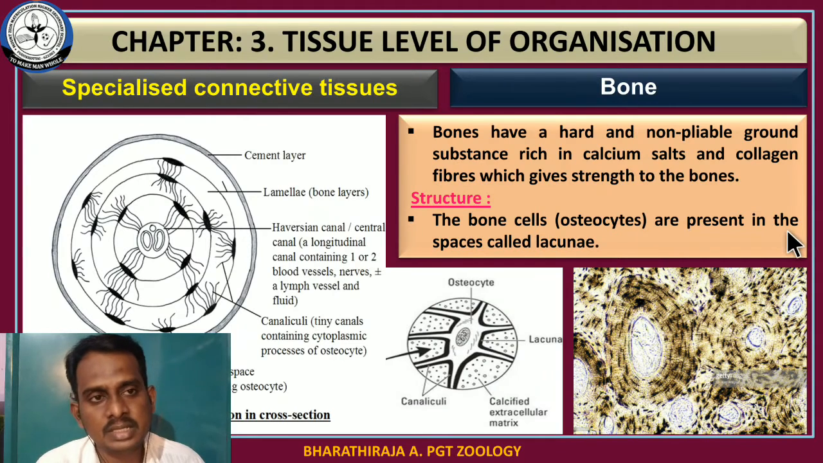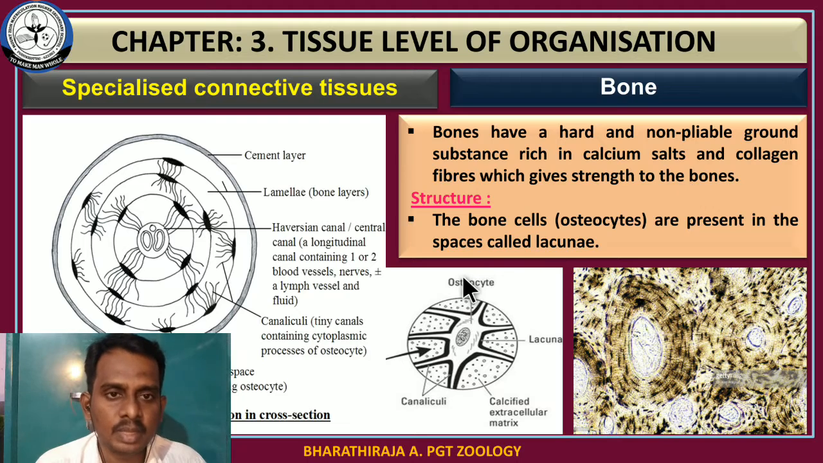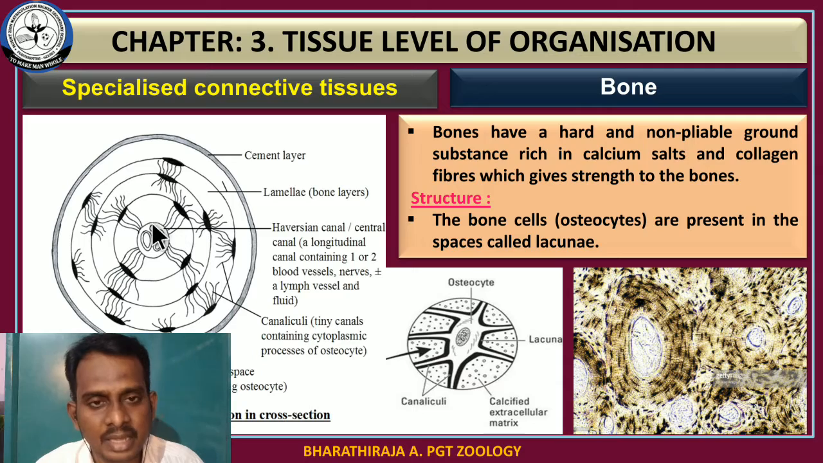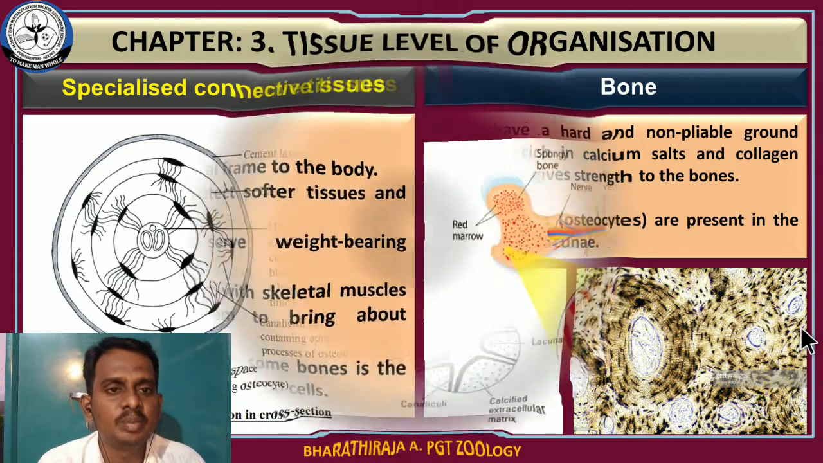Next we discussed the structure of bone. On that topic we discussed what is meant by lacunae, osteocytes and calciferal extracellular matrix. The most important thing regarding the bony structure is the Haversian canal. That word is not given in the textbook, but it is an expected part for your exams. The Haversian canal is a canal that lies at the center of the bony structure. This we also discussed in the previous class.